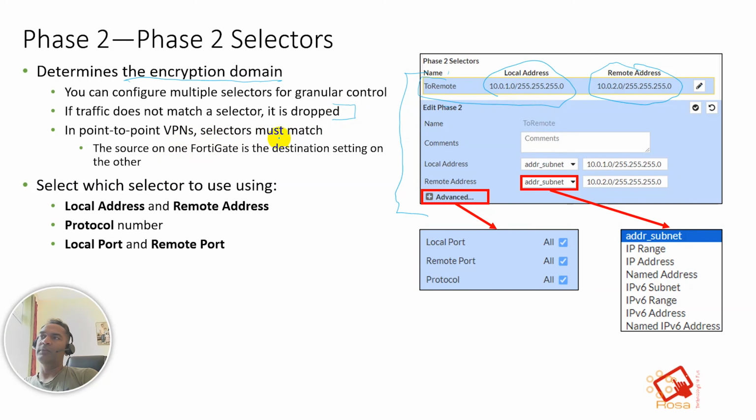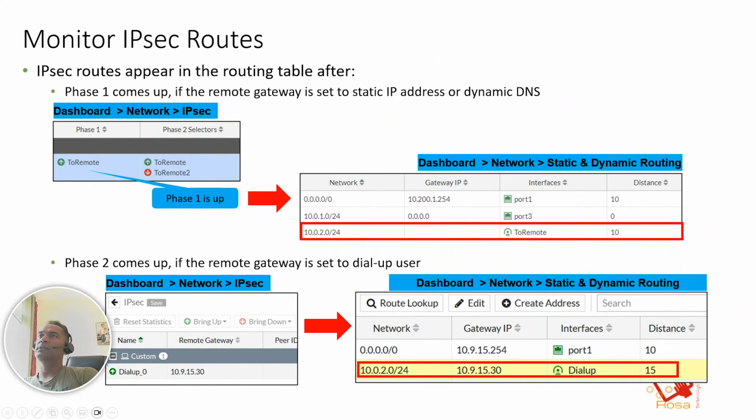In point-to-point VPNs, selectors must match. The source on one FortiGate is the destination setting on the other. So it's like a mirror. We also say the selectors should be exactly mirrored between the remote and client.